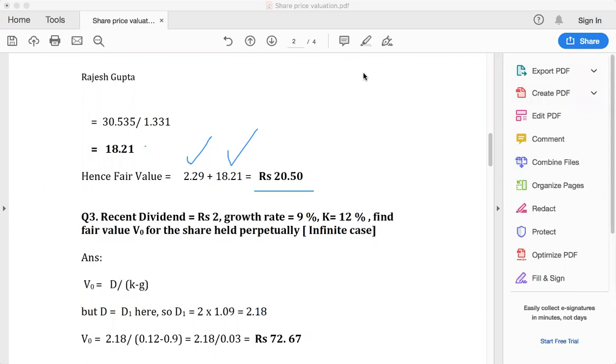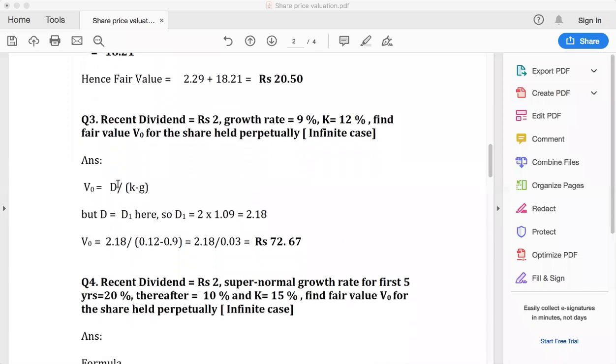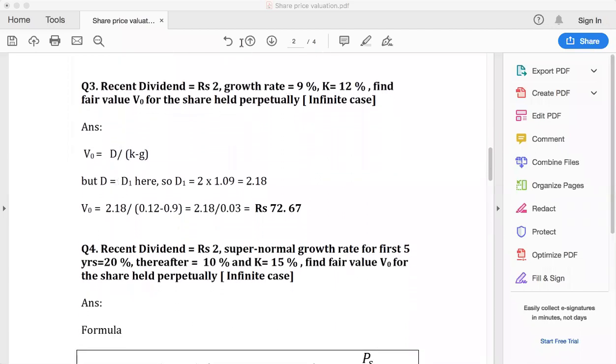Now we move on to the third problem, which is an infinite case. Infinite case means I'm not going to sell my stock. I'm going to keep my stock till eternity, right? And this stock recently paid a dividend of rupees 2. This stock is having a growth rate of 9%. The earnings are growing at a rate of 9%, and the market discount rate is 12%. Now, what is a fair value? I don't want to sell this stock. I want to hold it till eternity.